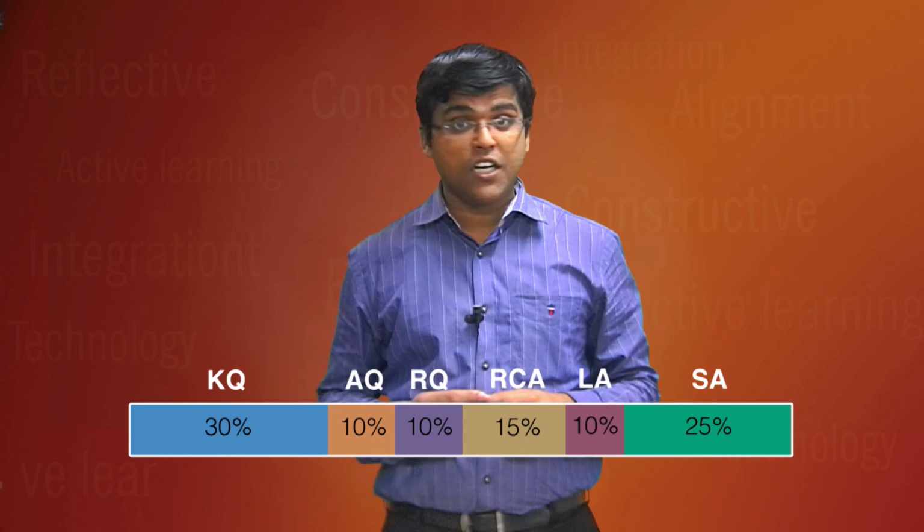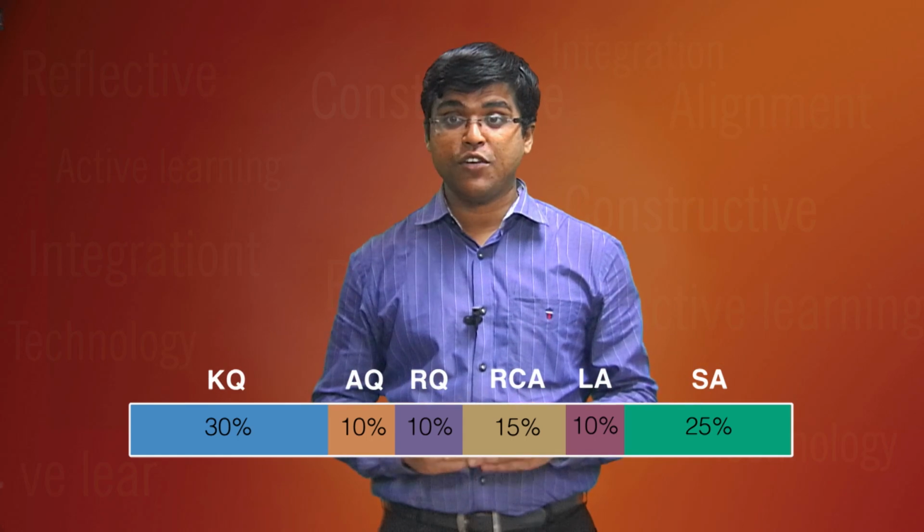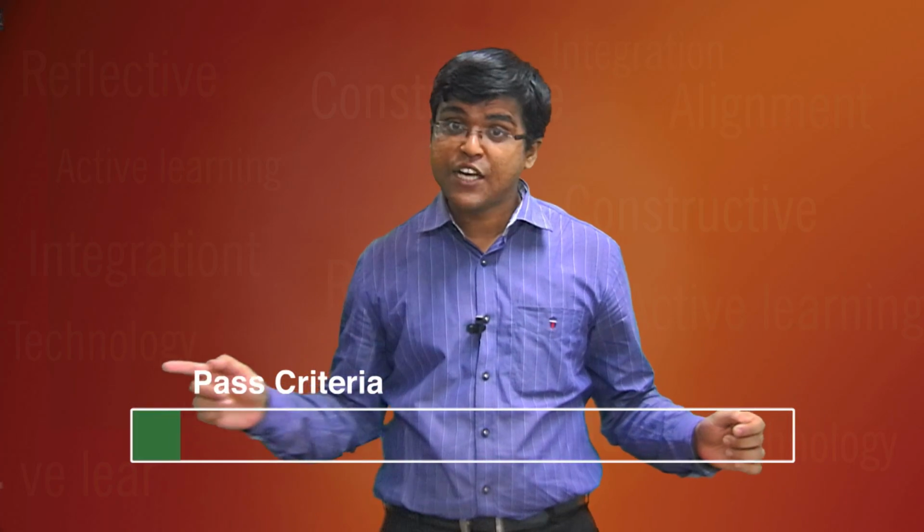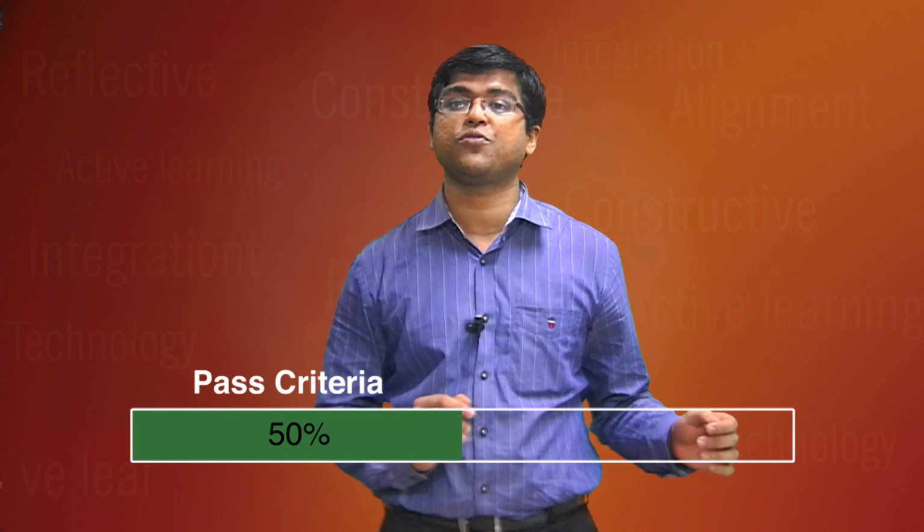Now that you have understood the total grading percentage, we will now look at the pass criteria for this FDP. We have given the pass criteria as 50% of the total marks of this course. That is, the people whose total score is greater than or equal to 50% will be eligible for taking the next FDP. So I hope all of you are clear with the grading criteria for this course.